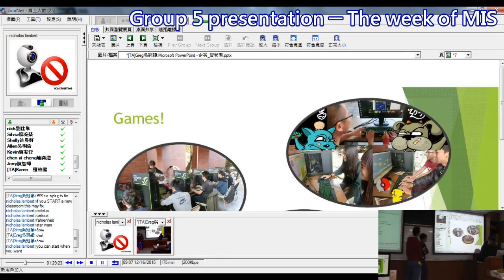And next is the game. The game is the most special thing in the week of MIS. We borrow 10 high-level computers. Everyone can use the computer to play the game for free. And every day at noon, we hold a computer games contest. The items contain League of Legends and some easy games which we played when we were little. We also prepare high prizes for the winner. The game always attracts a lot of people to come.